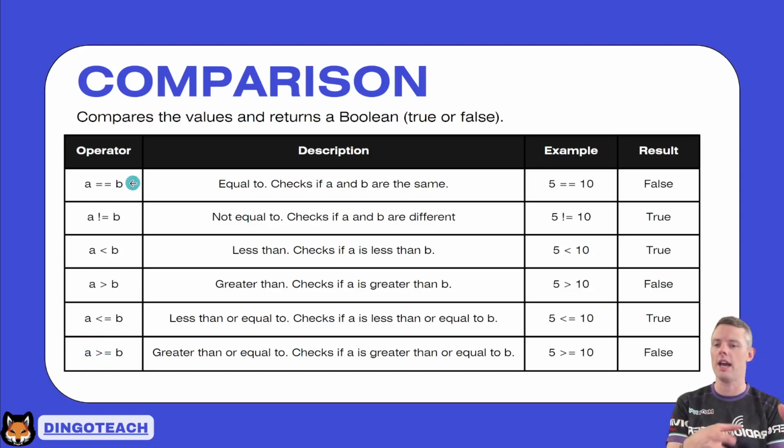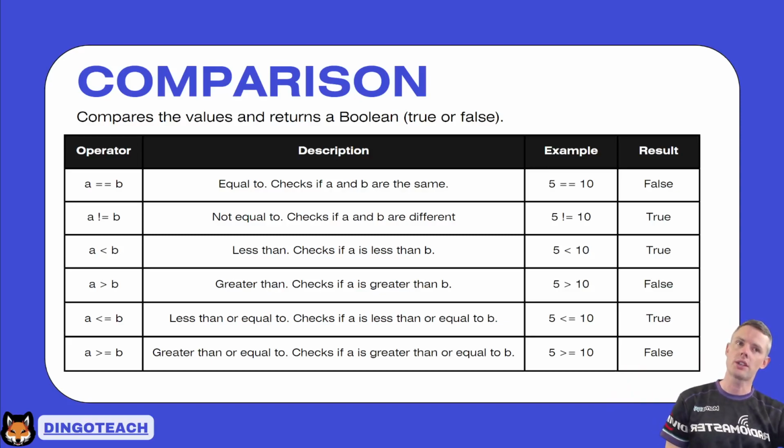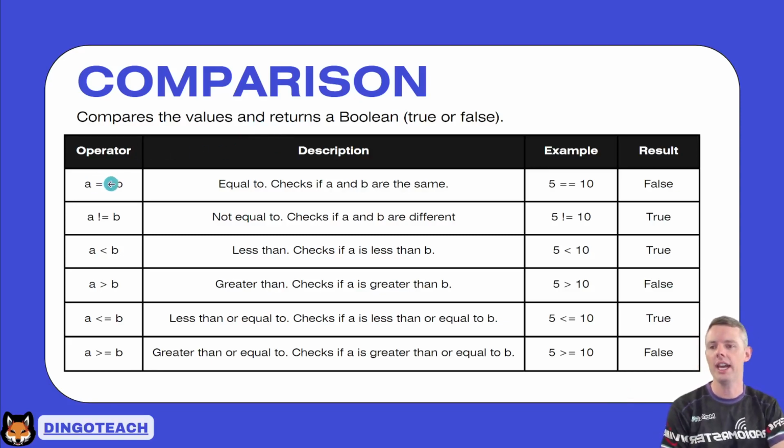So let's go back to this and have a look at it. If I want to compare two values to see if they are the same, for example, you're making a login system: if what they typed in is equal to their username, true or false? Did they type it incorrectly or did they type it correctly? So if A and B are equal, then it returns true. And in this example I've got here, 5 is equal to 10.